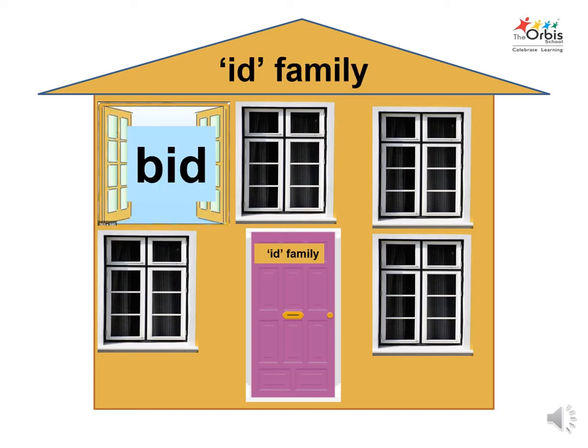Each member has a room with a window. Let's find the names of each family member living in the house. The phonic sound of B is B. Now, to combine the sound of B with the sound ED to get the name of the person inside the window. That is Bid. Say hello to Bid.